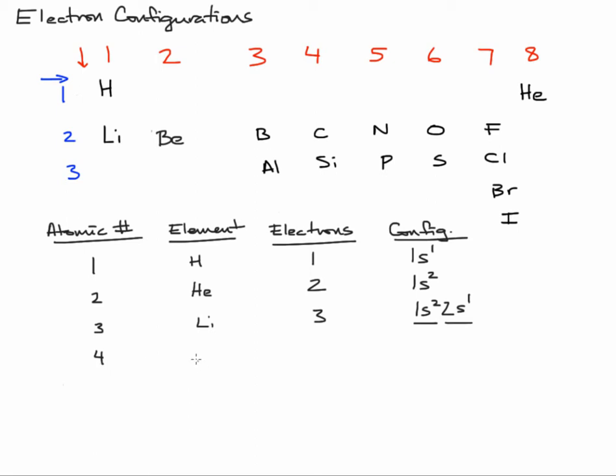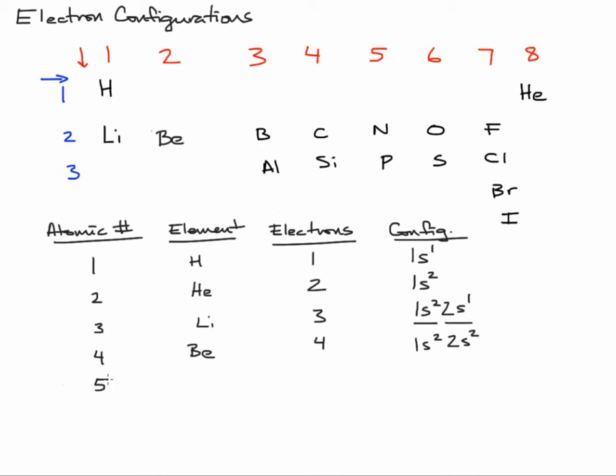Moving to atomic number 4, which is beryllium. So see how the atomic number and electrons are the same number. This is going to have the same core electron count as lithium. So we're going to have the 1s2, the 2s1, and then the fourth electron is going to pair into that orbital. So now we've filled that 2s orbital.